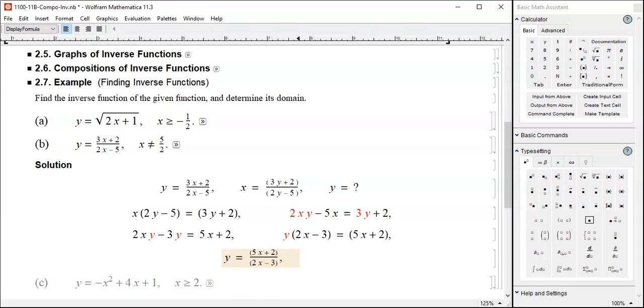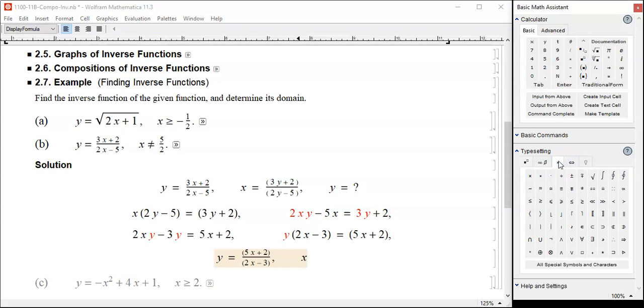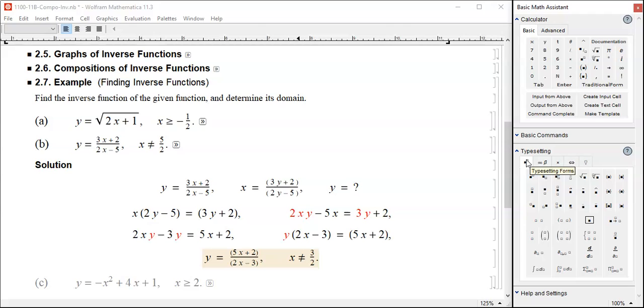And that is my inverse function. Of course, the denominator should not be equal to 0, so I would like to add this condition as well. That's going to complete the problem. This gives us the domain, everything other than 3/2, and this one here is the inverse function.